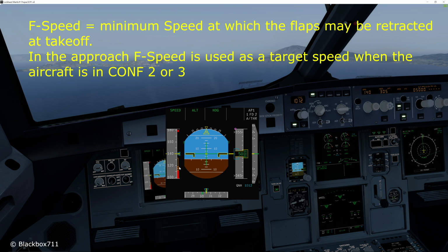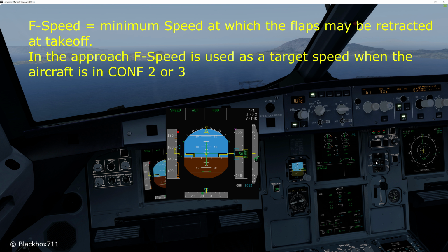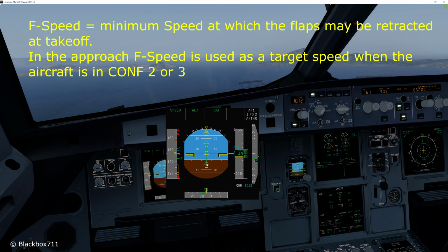Another characteristic speed is the so-called F speed, and the F speed is the minimum speed at which the flaps may be retracted at takeoff or during the approach. F speed is used as a target speed when the aircraft is in config 2 or 3. So during a takeoff with config 2 or 3, or during a go-around, whenever the actual speed is above F speed, you are allowed to select flaps 1.